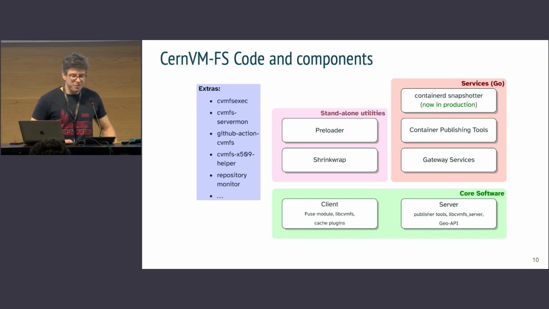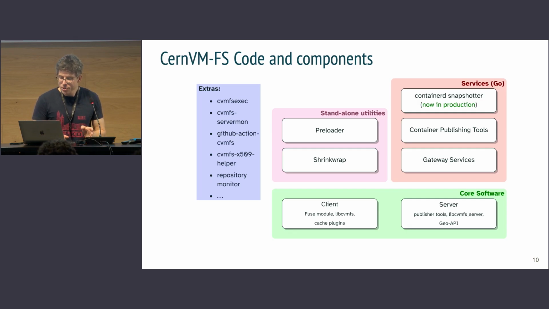So this is a bit of a map of CVM-FS and the different things that are here. In green, you can see the core software, which we call the client. This is the Fuse module that lets you access the software that's downloaded from the server as if it were just installed on the local disk. And then there's the server. These are the different tools that allow you to set up a repository and then actually publish content into it.